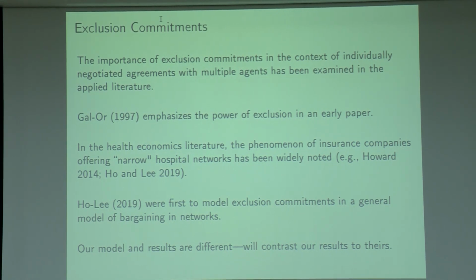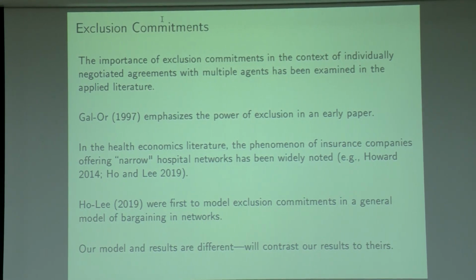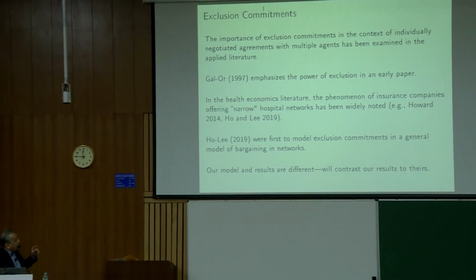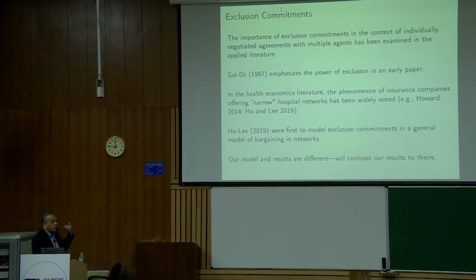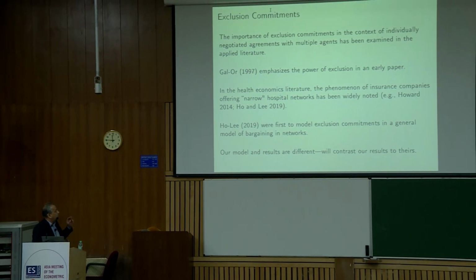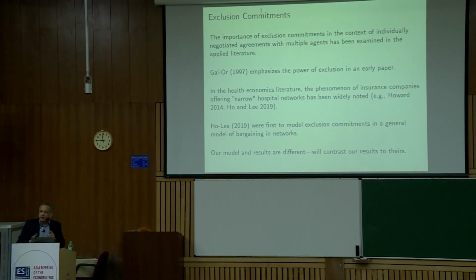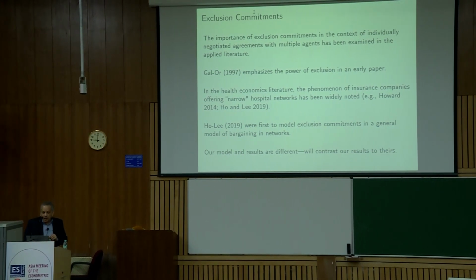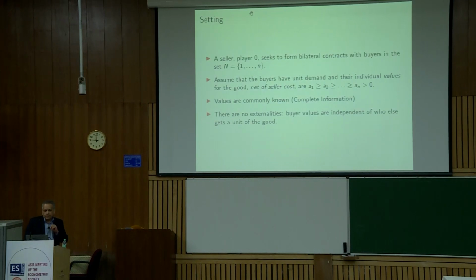I will be talking a little bit, I'm not sure how much, about comparing our work with an earlier paper by Ho and Lee, who were the first to model exclusion commitments in a general model of bargaining in networks. I'm going to be talking about a rather simplified network, but our basic model and our results are different, and if there's time, I will contrast our results with theirs.